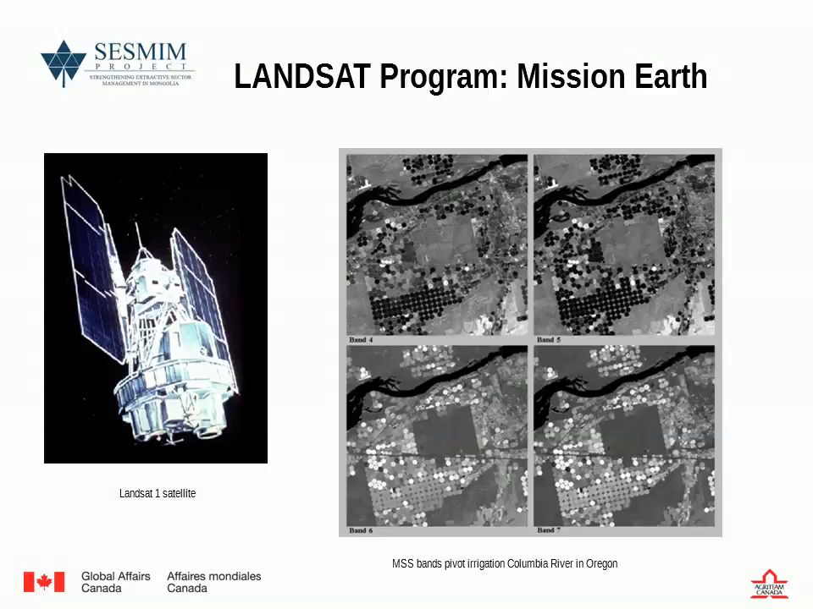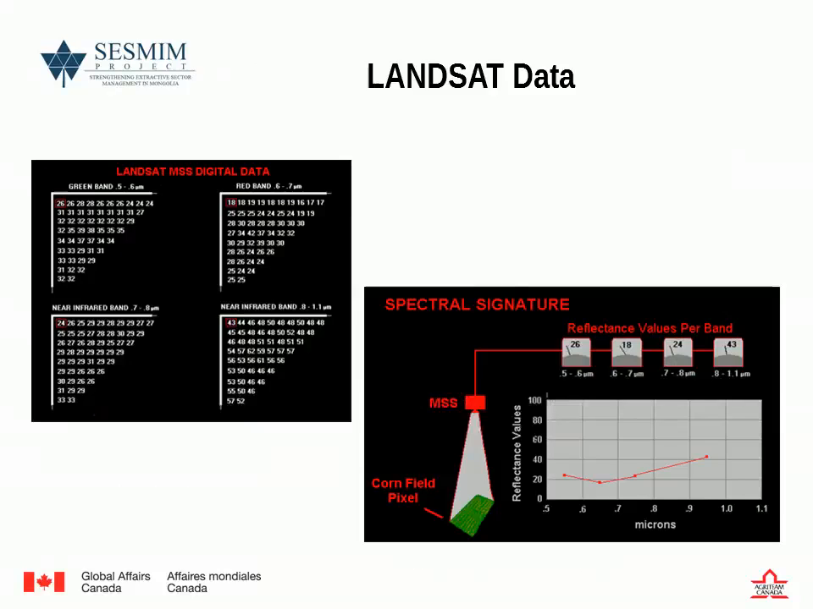So the initial Landsat had 4 bands, a limited number of bands. These are multi-spectral bands, MSS bands. And then you can translate each band into 256 numbers, 0 to 255 for each band. So this is the kind of digital result of the information from the Landsat. We will go into this in more detail later. This is just an example.